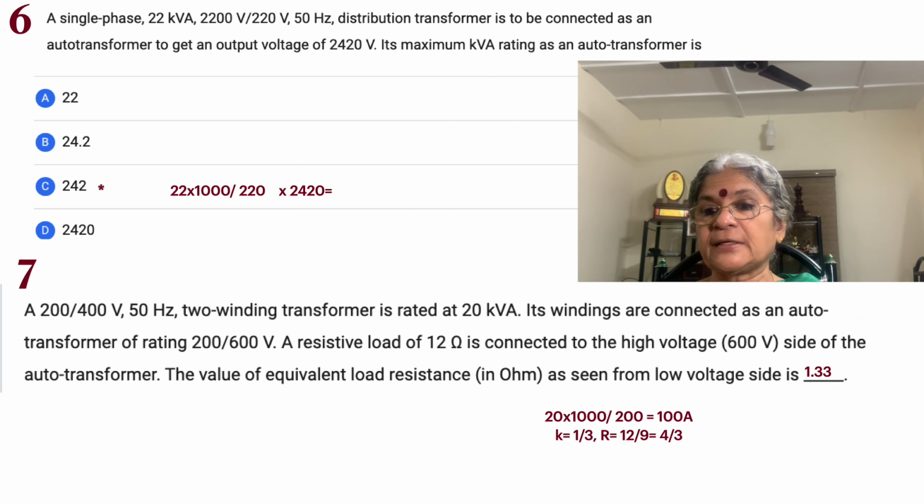It's already given as 200 by 600, because 200 is primary, 600 is secondary. So now we have 12 ohms, and when it has to be taken to the primary side, it has to be multiplied by K square, or 1 by 9. So 12 by 9. So it's as simple as 1.33. The current was not required. You need not calculate it.